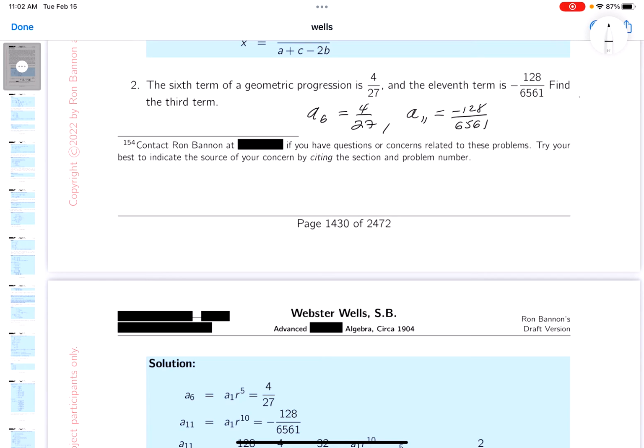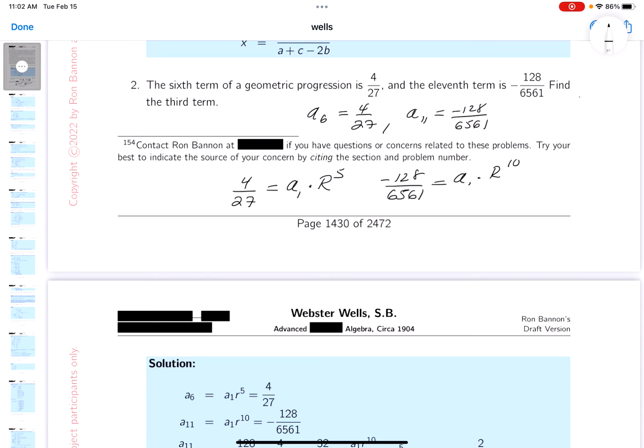So what I want to write down is 4/27, that's the sixth term, by the way, is equal to A1 times R to the fifth power. And A11, which is minus 128 over 6561, is equal to A1 times R to the 10th power. Then what am I going to do? I need to figure out what A1 is and what R is, and I think these equations will lead to it. Two equations, two unknowns.